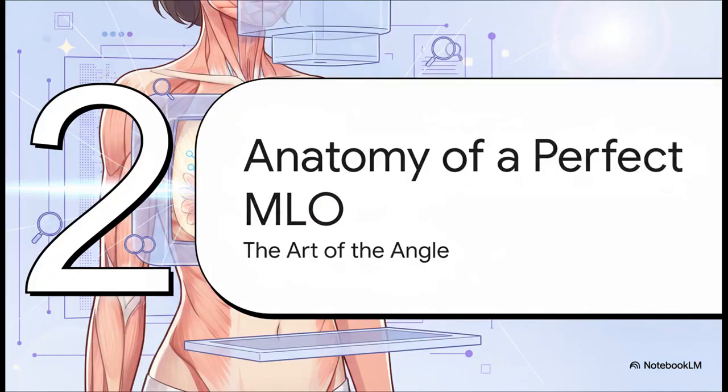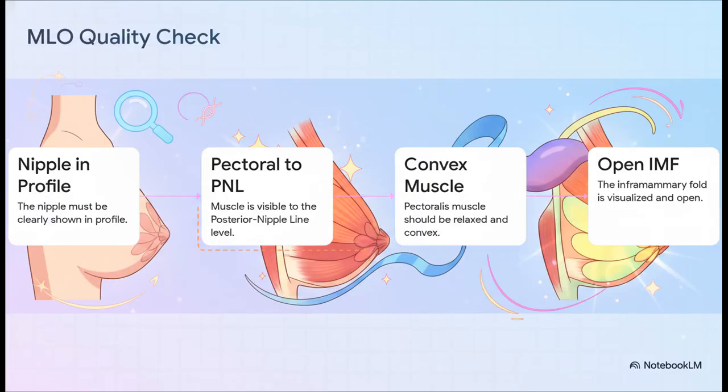So now that we've met the two main players, let's get into the nitty-gritty. We're going to start with the MLO and break down the specific quality markers that radiologists are looking for to say, yep, that's a great image. This is basically the radiologist's secret checklist, right? It's a 4-point inspection. They're making sure the nipple is clearly seen in profile, that the pectoral muscle is visible all the way down to the level of the nipple, that the muscle has a nice relaxed shape, and that the fold of skin underneath the breast is open and not wrinkled up. Each step is just a way to confirm they're seeing everything they need to see.